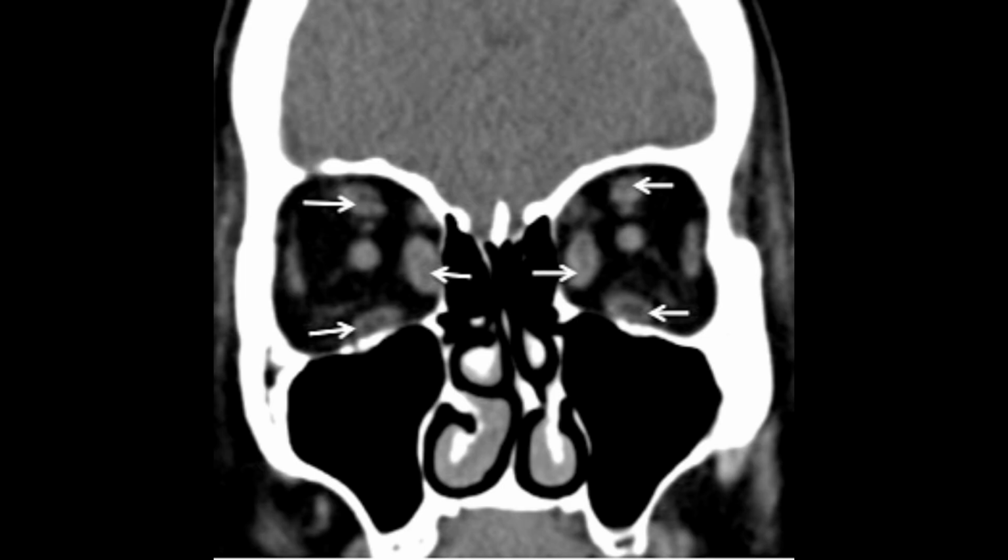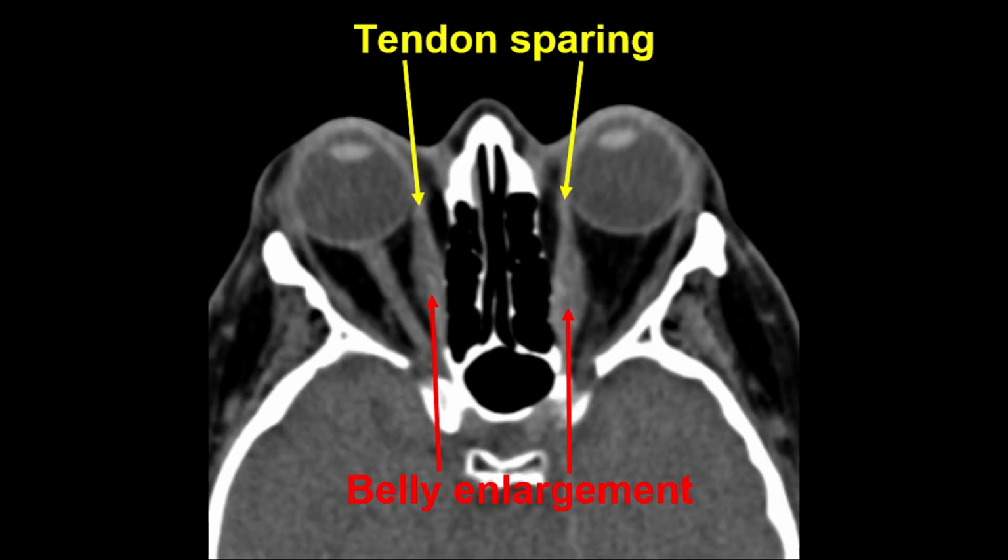The second hallmark finding involves the extraocular muscles. They become thickened, usually in a bilateral and symmetric fashion. Importantly, the belly of the muscle is enlarged while the tendinous insertions remain unaffected. This sparing of the tendinous insertion is a key imaging clue that helps distinguish thyroid-associated orbitopathy from other orbital inflammatory diseases.